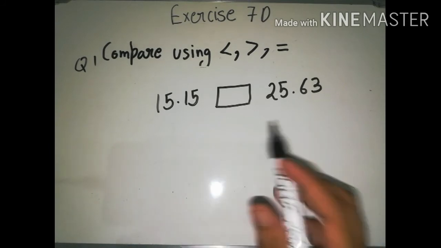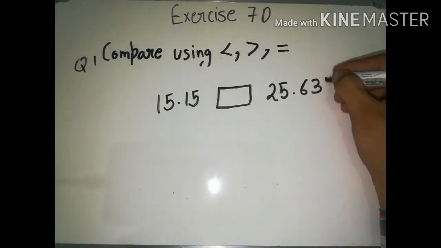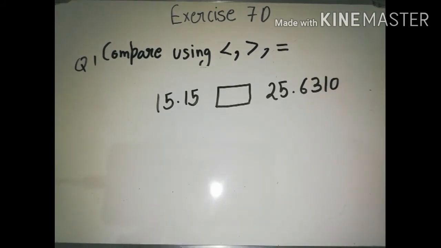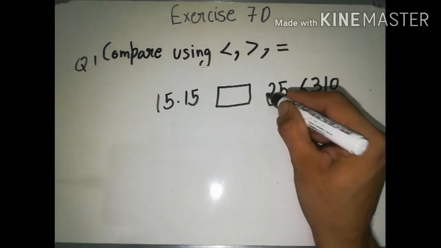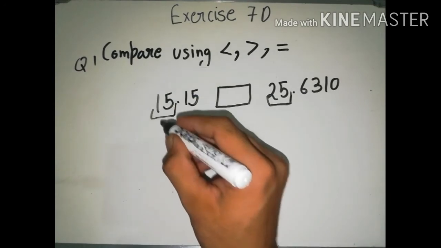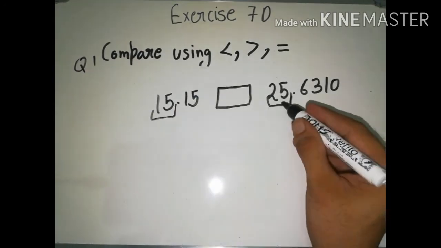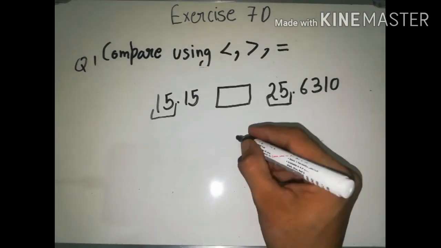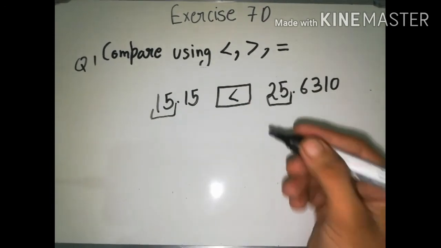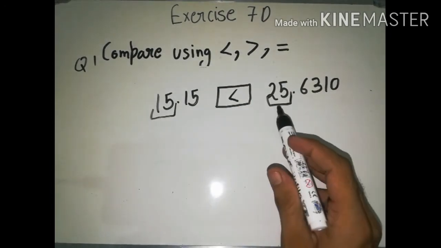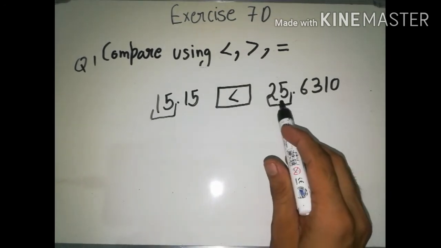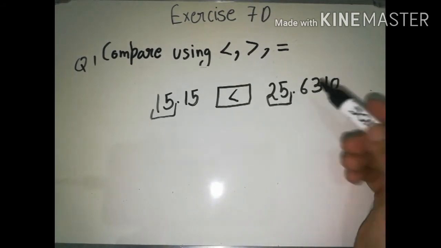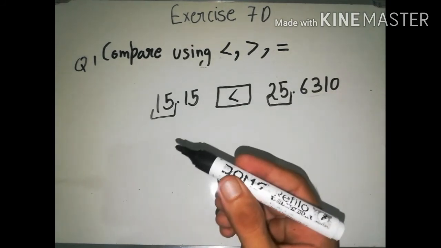So we have to compare these decimals. Let's take this example. First of all, we will check the whole number part. There is 15, there is 25. We know 25 is bigger, so directly you can put this sign. Bigger is this decimal. If the whole number is bigger, then the decimal is also bigger. No need to check the decimal part.